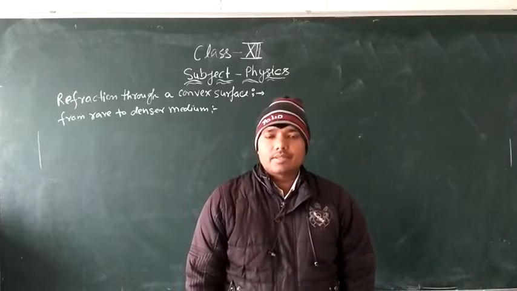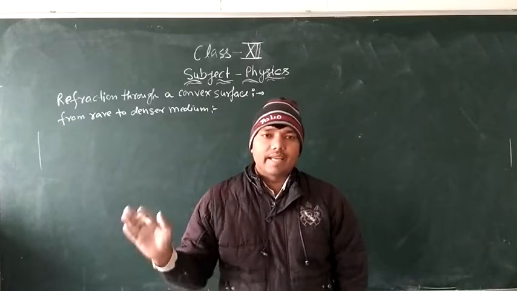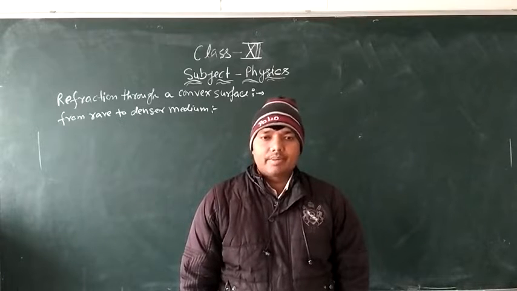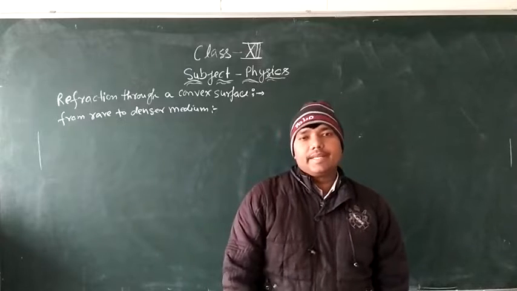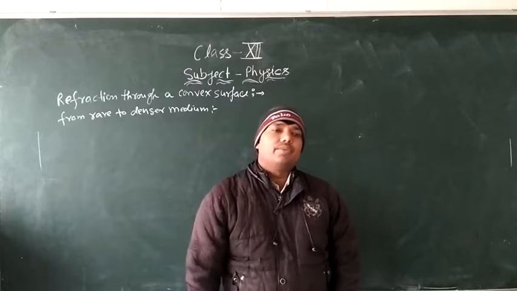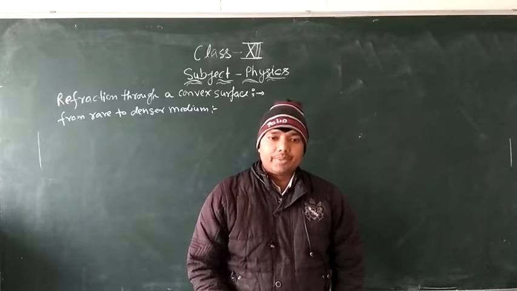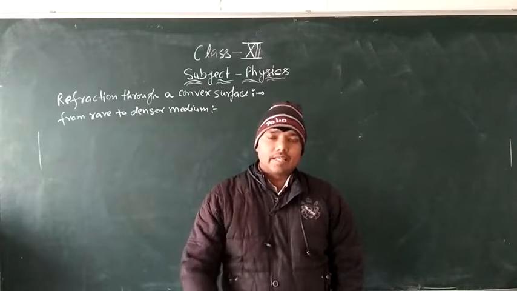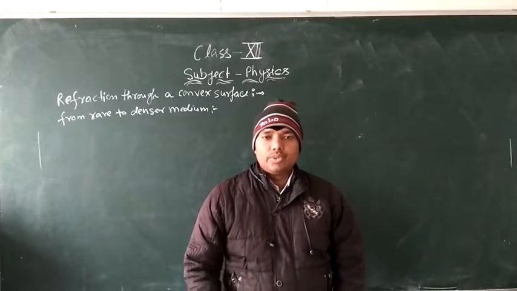Today we discuss the topic of refraction through a convex surface, from a rarer to a denser medium, which is the initial stage of the lens maker formula. Try to understand these things, because without them you cannot explain the lens maker formula. So think carefully.